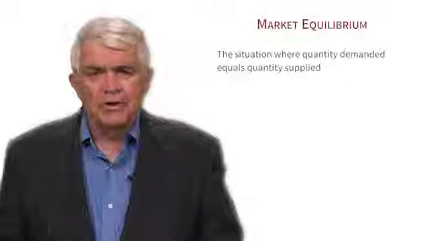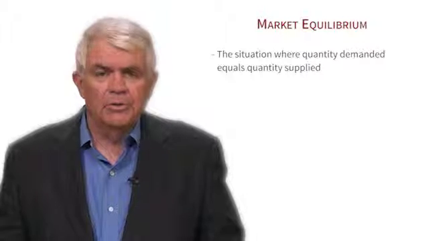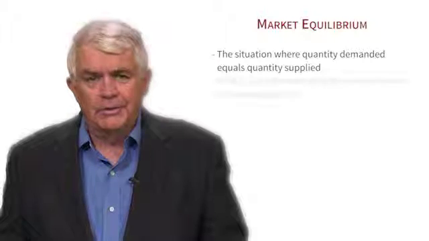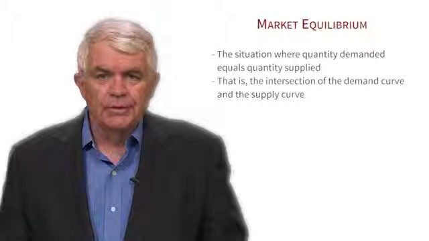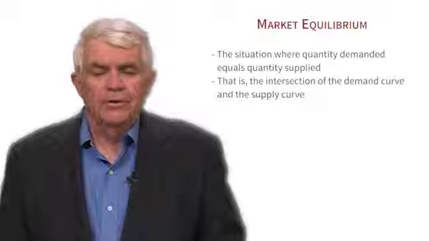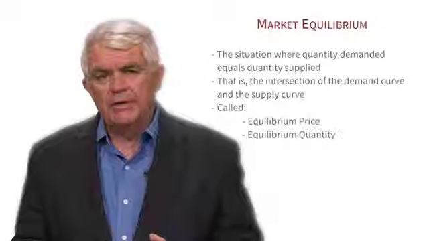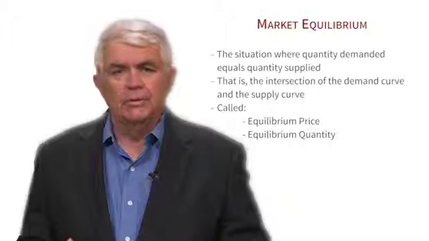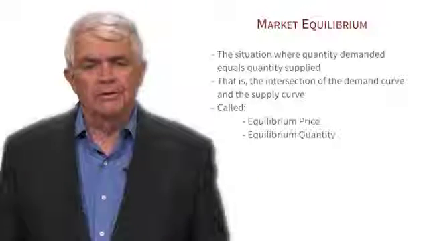So by definition, market equilibrium is a situation where the quantity demanded, which we described in the last lesson, and the quantity supplied are equal. That's where the two are equal, and that's the definition of the market equilibrium. Graphically, you can think of that as the intersection of the demand curve that we drew and the supply curve we drew. In that intersection, you get a price. It's called the equilibrium price. In that intersection, you get a quantity, which is called the equilibrium quantity. The quantity supplied is equal to the quantity demanded at that price.